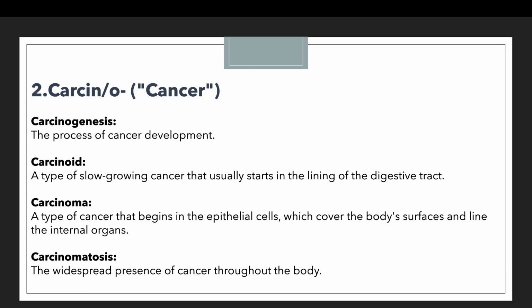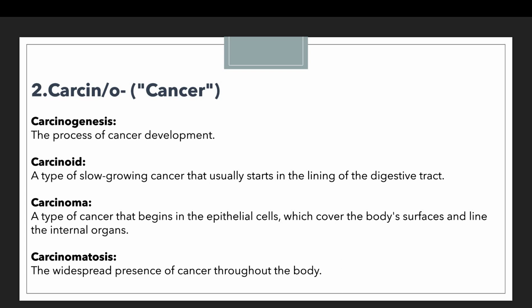Okay. The next thing is carcinoid. Now, what is carcinoid? A carcinoid is a type of slow growing cancer that usually starts in the lining of the digestive tract. Okay, so whenever the digestive tract is affected by cancer which is growing slowly and develops in the lining of the digestive tract, then this type of disease is denoted with the terminology carcinoid, which is started with the prefix carcino.